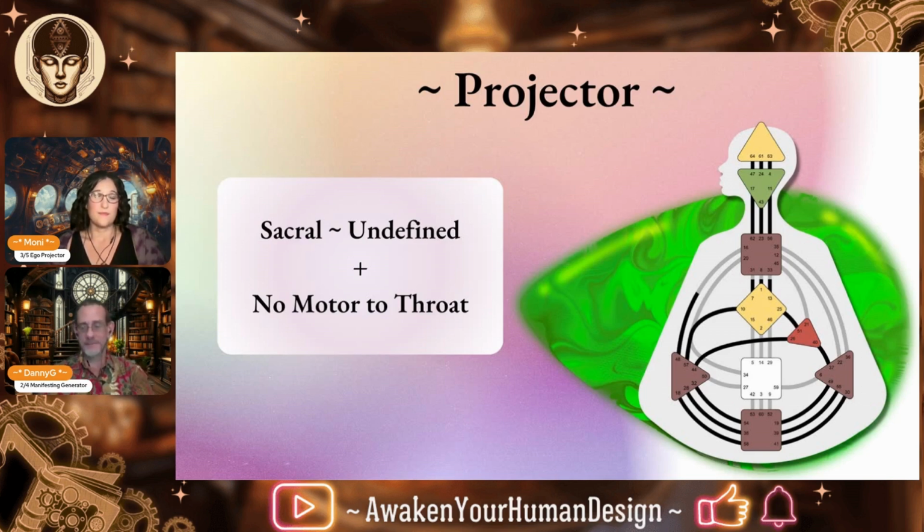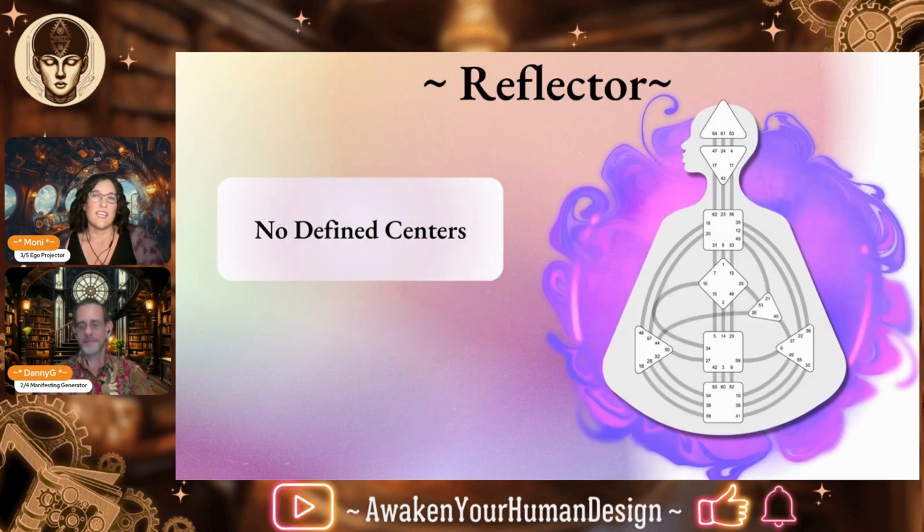Right? Yeah. And then finally, we have our reflectors, where there's no defined center. So they have all hanging gates, but all the centers are white. There's not much to say. There's hanging gates everywhere. They'll still have the same amount of activations. They'll still have an incarnation cross, a set of nodes. They'll still have drives and focuses in their moons and truths in their Plutos. It's just that they get to go through the whole process of being lit up by the moon.